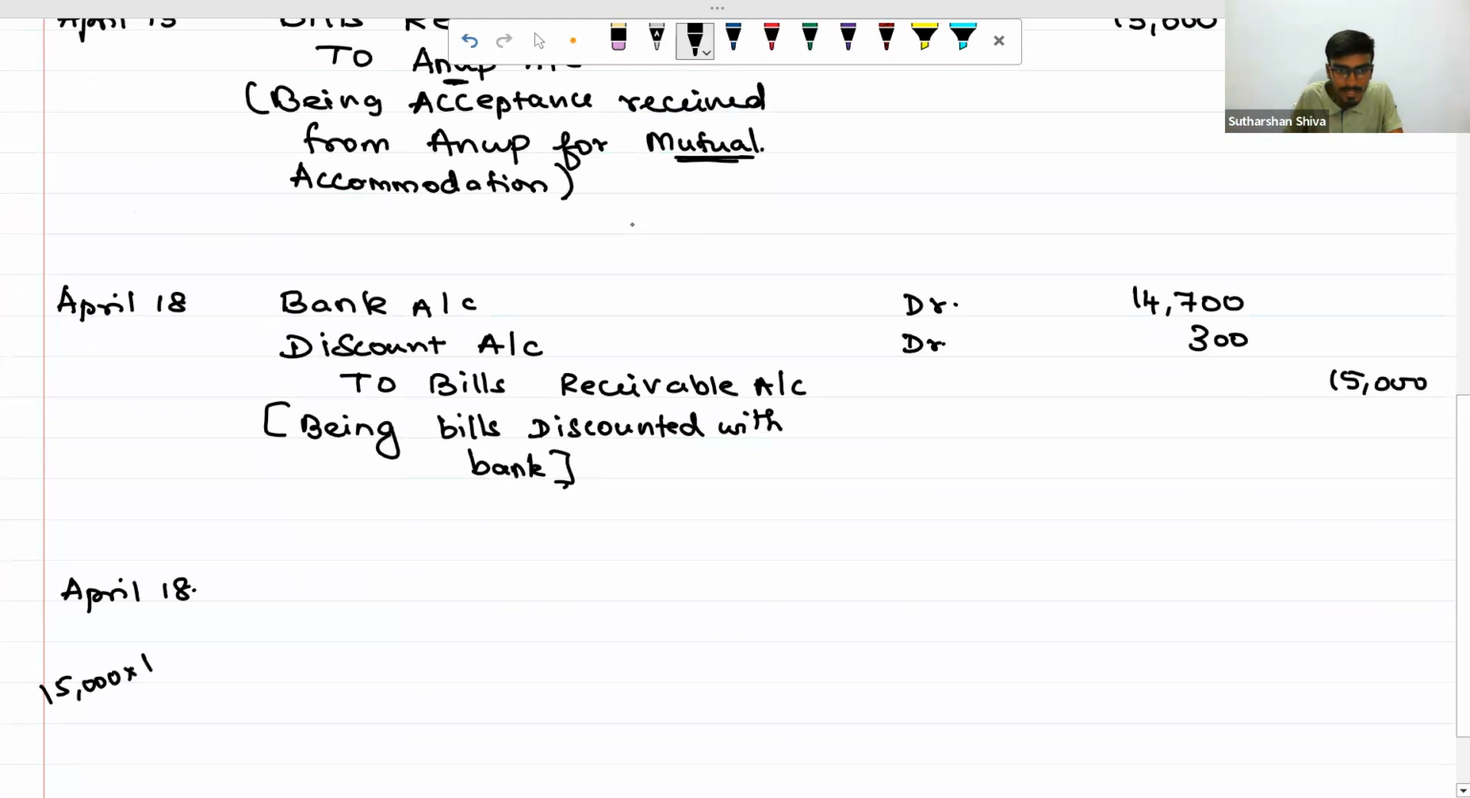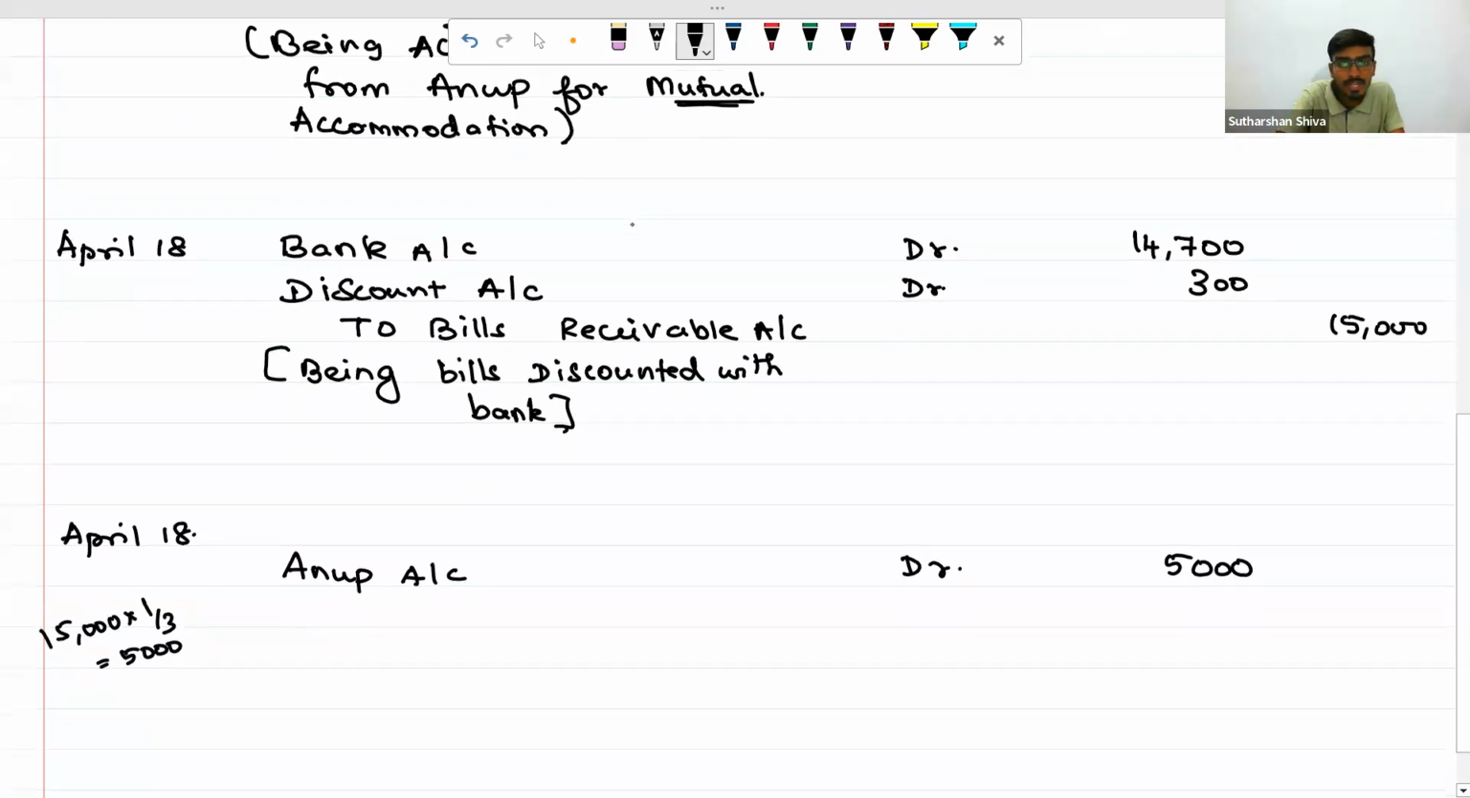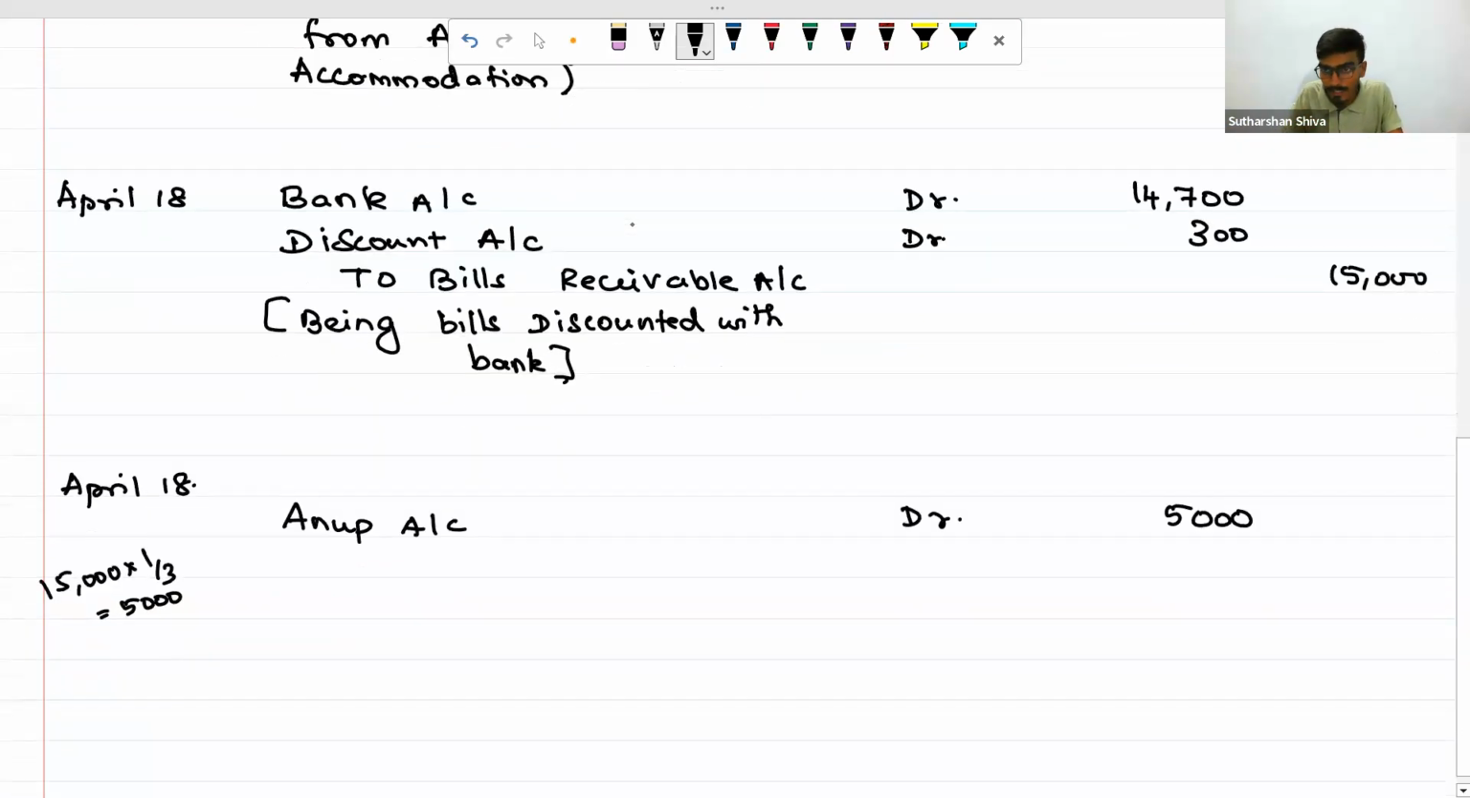What is the 1/3 value? It is 5,000. That I am going to cancel off by writing the Anup account on the debit side, by writing 5,000. But actually, I am having how much? 14,700 in my hand. I need to pay how much? 5,000. It is assumed that on the remittance, discount should also be remitted on the same agreed ratio.